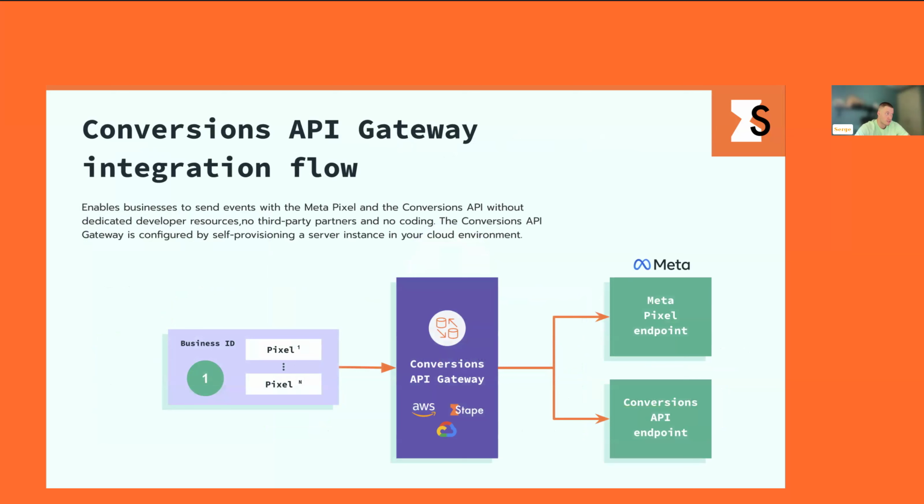And here is, on the other hand, how the Conversion API Gateway integration works. So it relies on the data that's collected by the pixel that's implemented on the website. And then that data goes to Conversion API Gateway, which, as Florian mentioned previously, there are currently 3 vendors who provide hosting for that. That's AWS, Stape, and Google Cloud. And from there, the data goes directly to Metapixel endpoint and Conversion API endpoint.